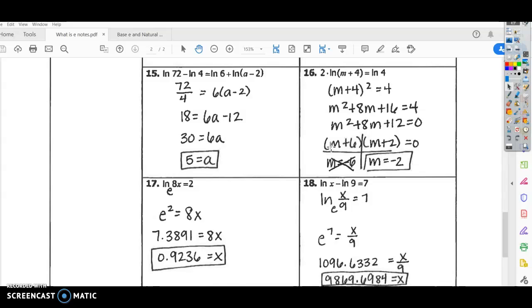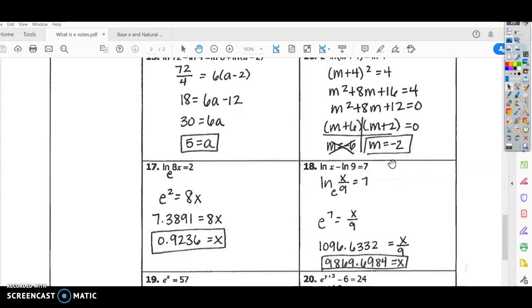All right, once you have your two factors, set them equal to 0 and solve. M plus 6 equals 0 becomes -6. M plus 2 set equal to 0, you subtract 2 and get -2. Those are your two solutions. When you plug these in, you're going to see that -6 is an extraneous solution. -2 is going to be a solution.